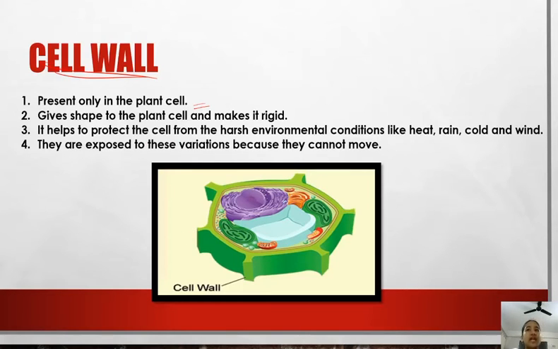It helps to protect the cell from harsh environmental conditions like heat, rain, cold, wind, high moisture, high temperature. So the cell wall basically gives them protection. They are exposed to these variations because they cannot move. All right, this is the cell wall.